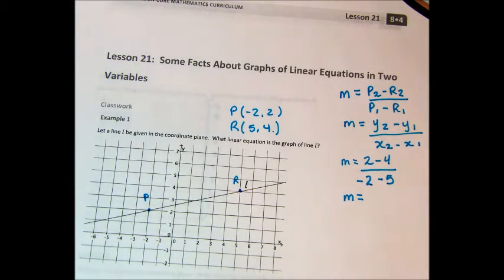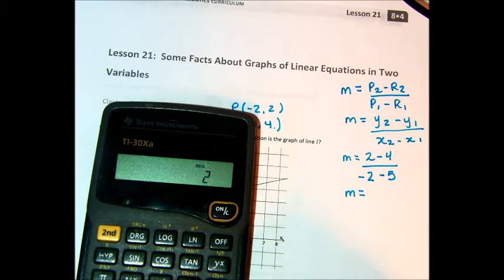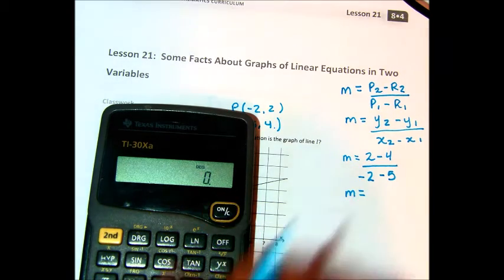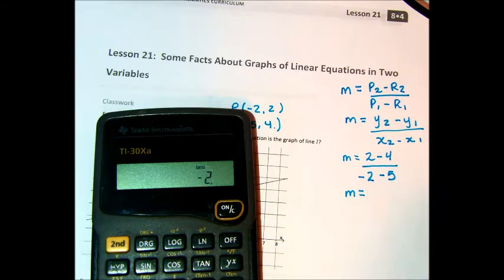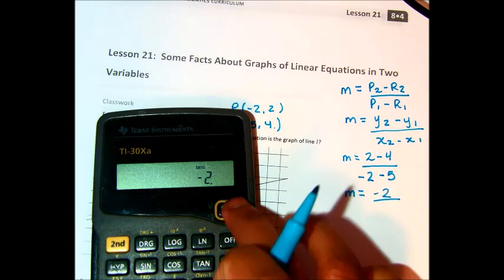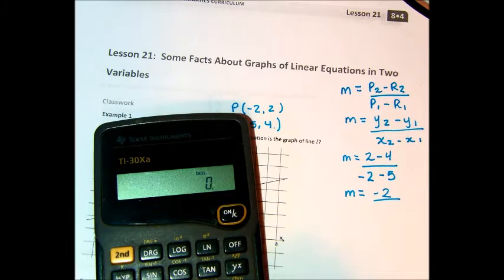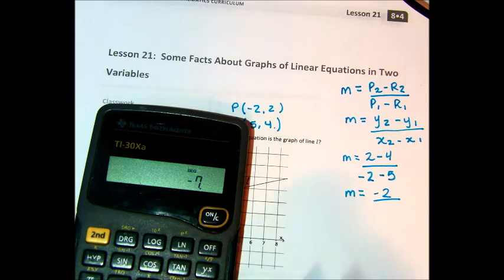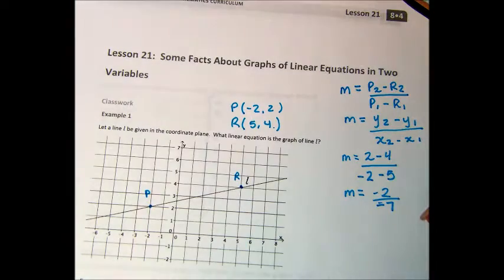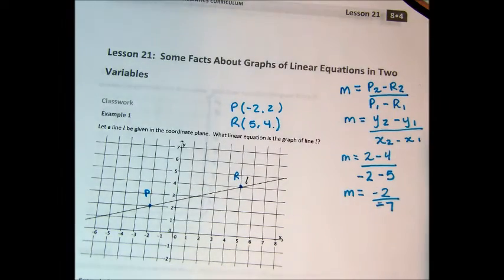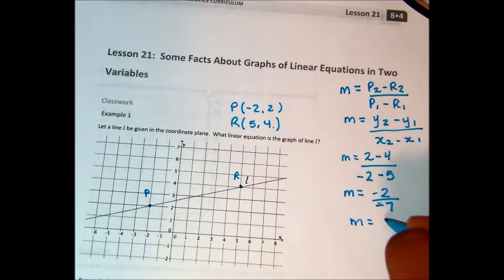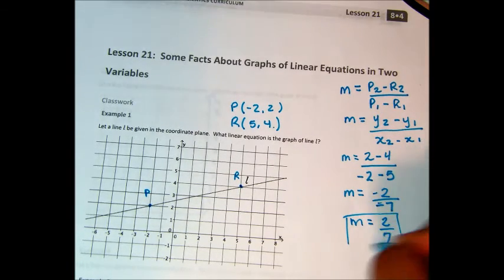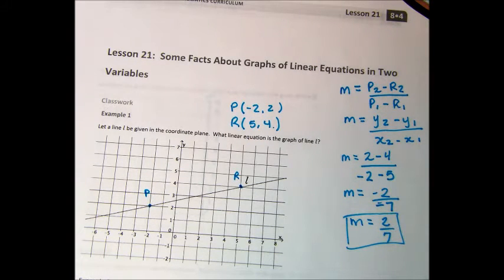I'll also use my calculator to attend to precision. 2 minus 4 is -2 in my numerator. And in my denominator, -2 minus 5 is -7. Okay, so my slope is the fraction -2 over -7. Remember, when I see two negatives being divided, that's actually a positive.